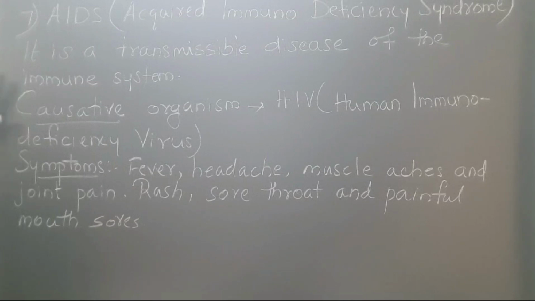The causative organism of AIDS is HIV. HIV is not a disease. It is a virus, that is human immunodeficiency virus. So the causative organism is HIV. Now what are the symptoms of this disease? Fever, headache, muscle aches and joint pain, rash, sore throat and painful mouth sores. These are the symptoms of AIDS.